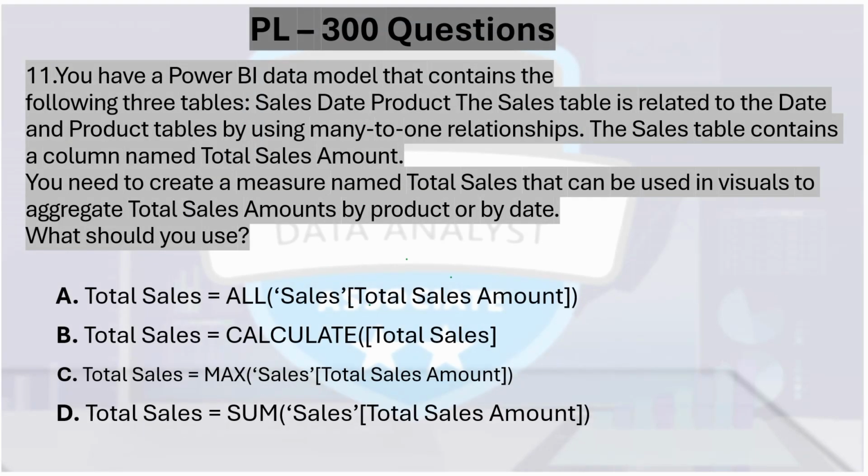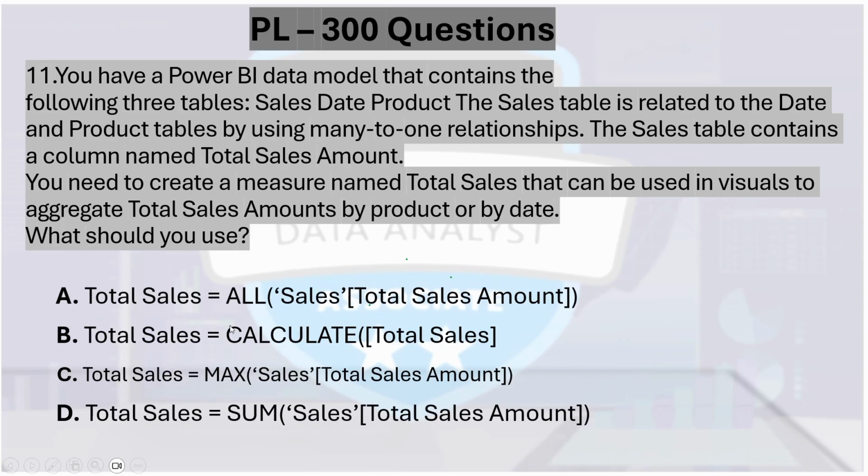The first question is, you have a Power BI data model that contains the following three tables: sales, date and product. The sales table is related to the date and product tables by using a many-to-one relationship. The sales table contains a column named total sales amount. You need to create a measure named total sales that can be used to visualize the aggregate total sales amount by the product or by the date. So what should you use?